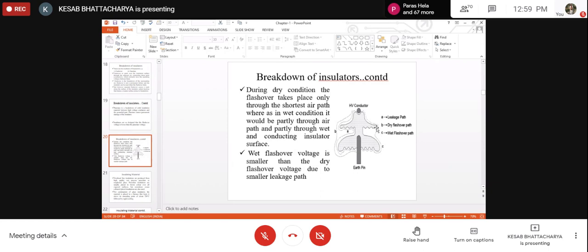For C, it is again, you see, partly through the surface, like the leakage path. But here, in the case of dry flashover, since it is taking place through the air, the length of the path will be more. And when the length of the path is more, then obviously the flashover will take place at a higher voltage, because you have to ionize air over a longer path.